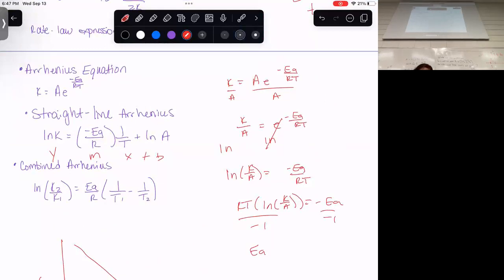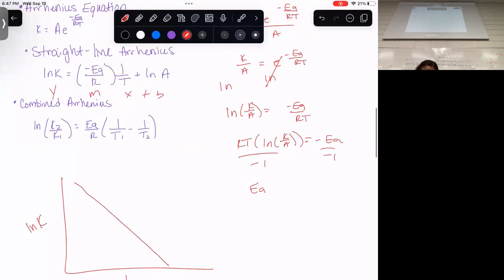If you really want to derive the straight line plot, you could take your derived straight line plot, and that's how you get to the combined if you subtract the 2. So you take one straight line plot minus the other straight line plot. But this step here is where you would deviate to try and solve for ln of A. I'll show you just real quick.